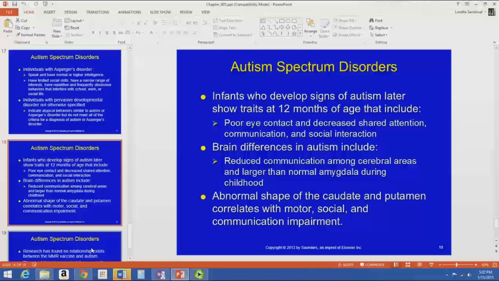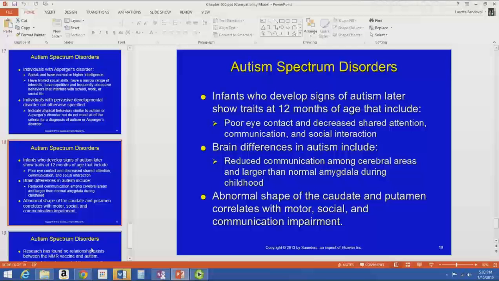So brain differences in autism include reduced communication among cerebral areas and a larger than normal amygdala during childhood, which they haven't really determined what its meaning is, or how that affects things, but that's physically what they have found in brains of people with autism.